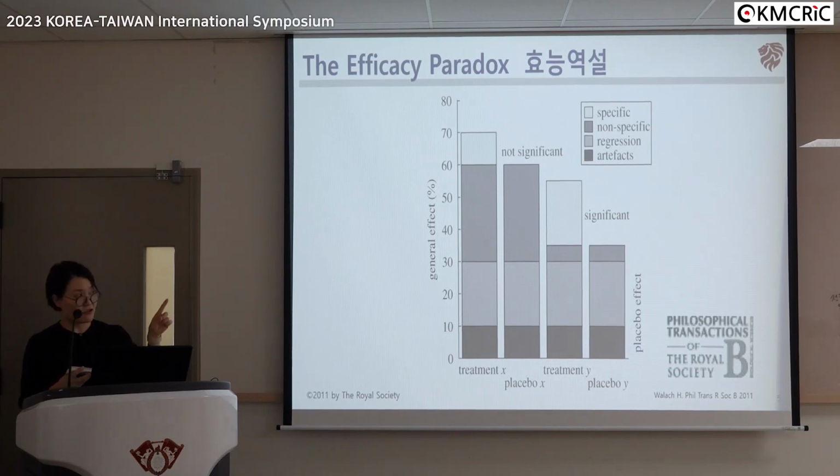Because, as you see, the non-specific effect in treatment X is quite large. And relatively, the non-specific effect of treatment Y is very small. So treatment Y wins, right? So this is the efficacy paradox, and I guess we all know that one good example of this efficacy paradox is acupuncture.